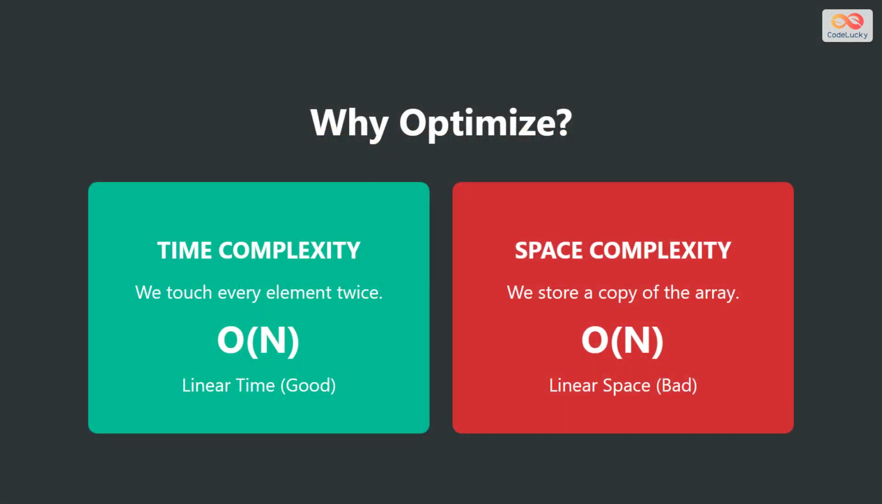This approach is correct, but can we do better? While the time complexity is linear, or O of n, which is good, the space complexity is also O of n. This means if we have a massive array, we need a lot of extra memory to store the copies. In an interview, we want to optimize this space usage.